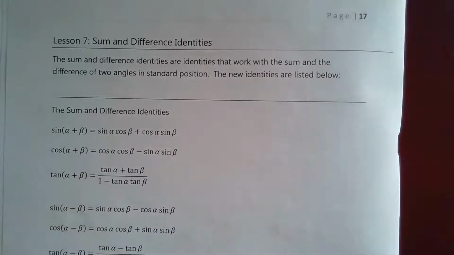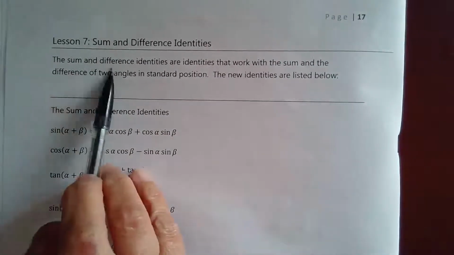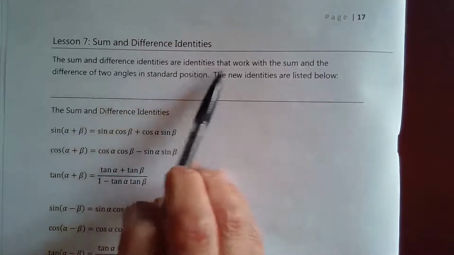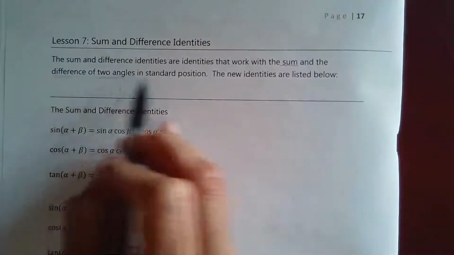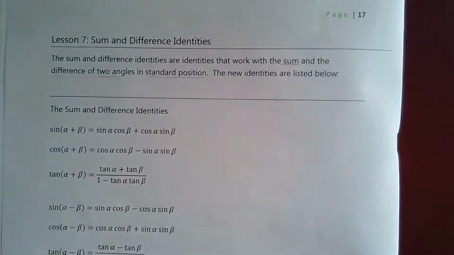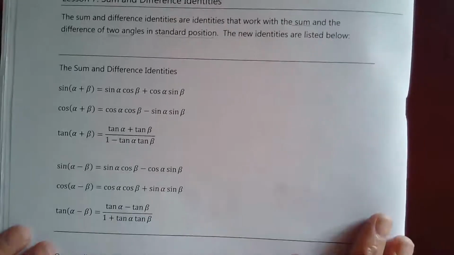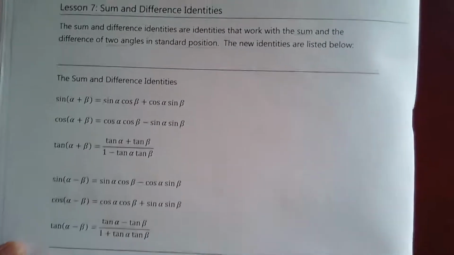So in terms of sum and difference, the sum and difference identities are identities that work with the sum and difference of two angles in standard position. So we're talking about two angles that are added together and they are creating new identities. So what are they? Let's take a look.